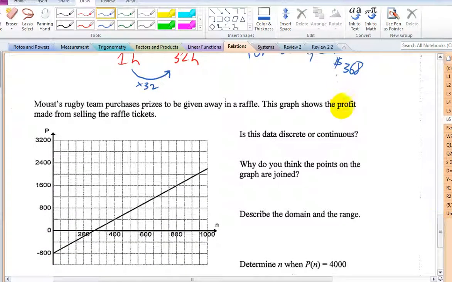The graph shows profit made from selling tickets. Here's profit, and here's tickets, n. So this represents tickets. This is profit, not cost, but profit. Is the data discrete or continuous? Think about what we're plotting. Discrete or continuous?